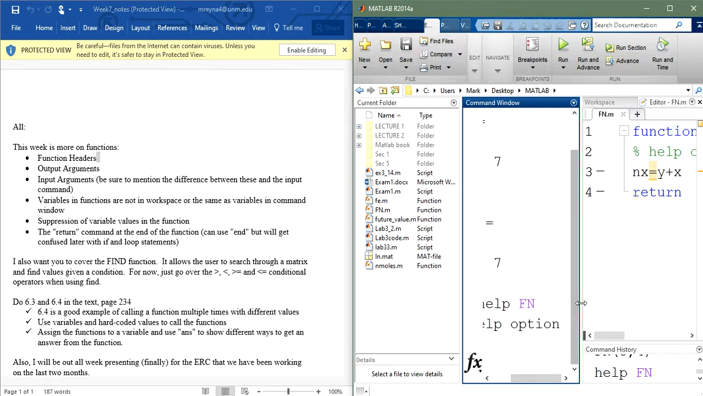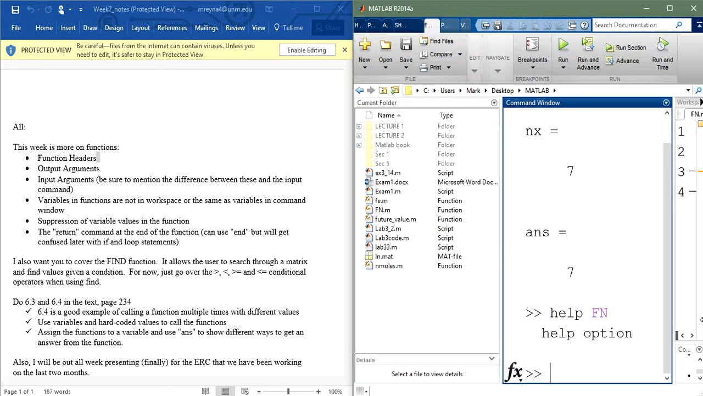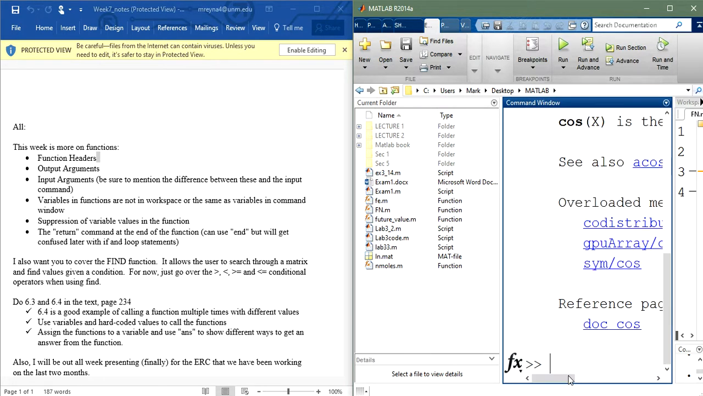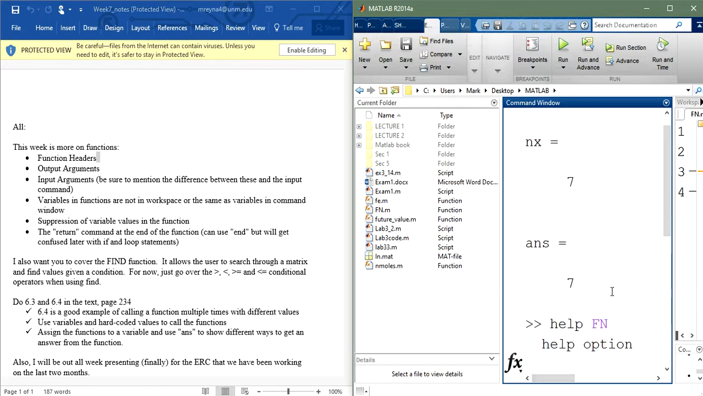If you didn't know the help function, I would look that up. It helps you with all the functions that you're not sure about, like cosine. help cosine. It gives me a whole list of cosine.